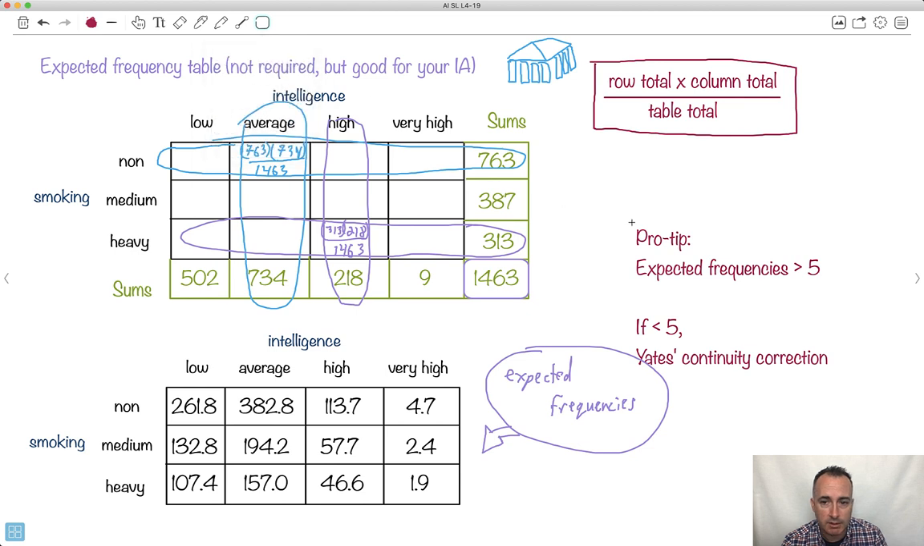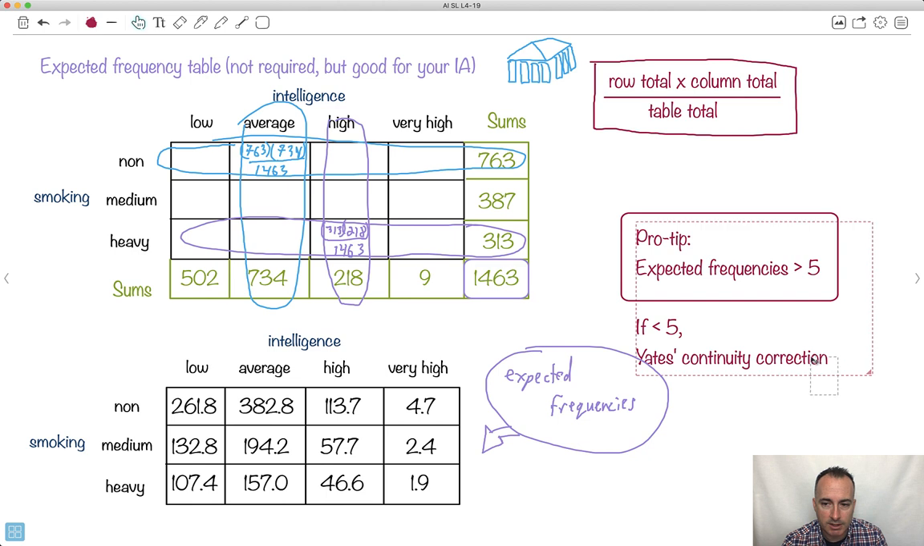Now, keep in mind, your expected frequencies should be greater than 5. In other words, all your numbers in here better be greater than 5. Whoops, this one isn't. Because if it's not, and they've taught us at least on exams, they'll give you those greater than 5. Because it turns out, for your IA especially, this is important. If you have values less than 5, there's a lot of arguments as to whether or not you should do this, but I think it's a good idea for your IA.